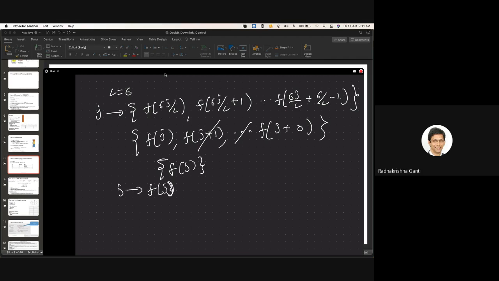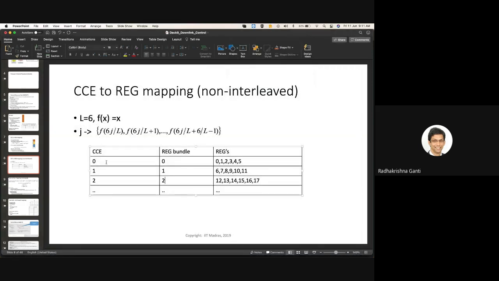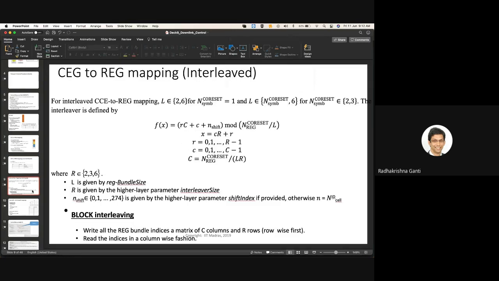In the non-interleaved case, f of x is equal to x. So it's an identity map. Whatever you put as input will come as output of f. So j will be mapped to j. Is this clear? So the 0th CCE is mapped to 0, 1 is mapped to 1, 2 is mapped to 2, and the 0th bundle will have 6 such REGs because L is equal to 6, and so on and so forth. Is this mapping clear? This does not provide you enough frequency diversity. So now let us look at the interleaved mapping.